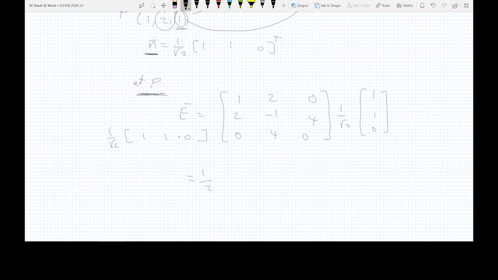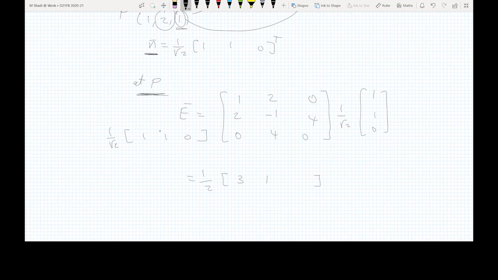Now, this multiplied with this is going to result in a row matrix. So it's 1 multiplied with 1 added to 2 multiplied with 1. This is a 3. Of course, I have a 0. And then 2 multiplied with 1 added to minus 1. Then this is 1, because 4 multiplied with 0 is again a 0.